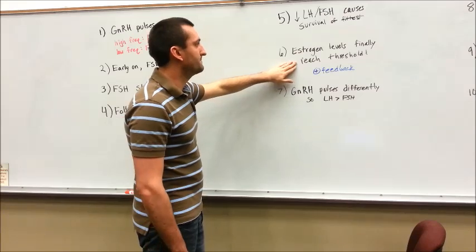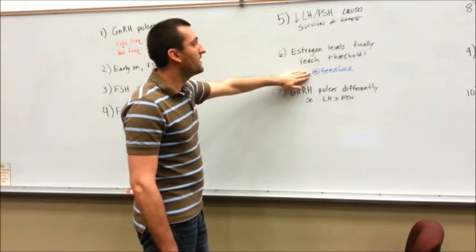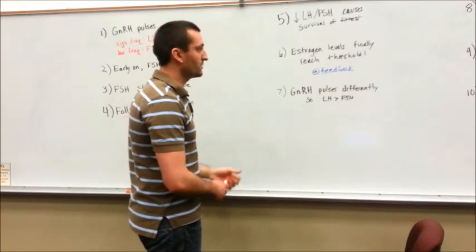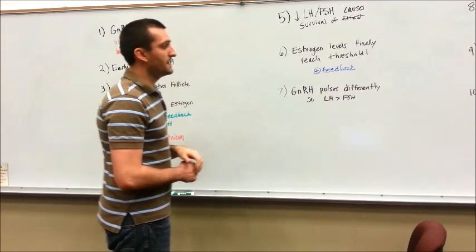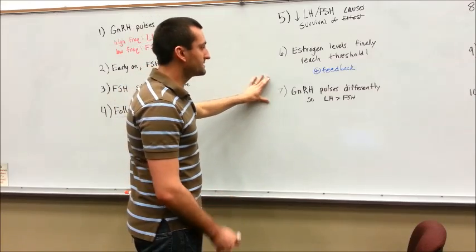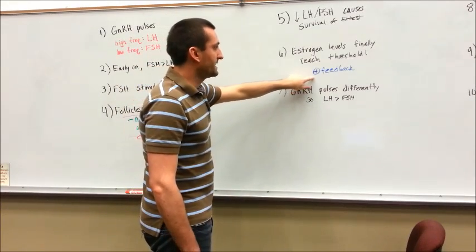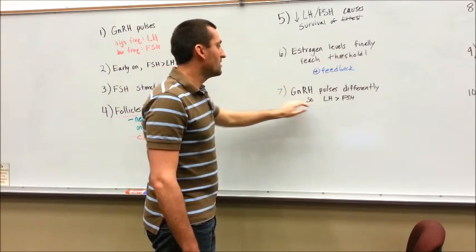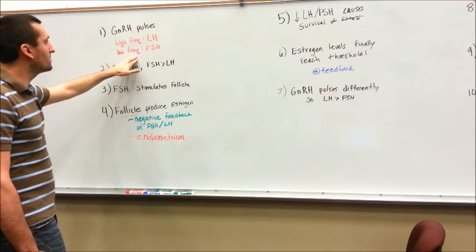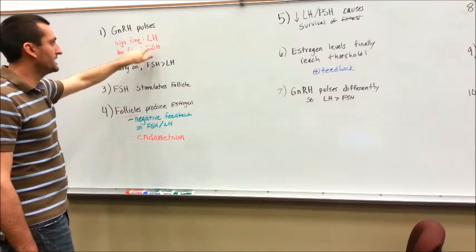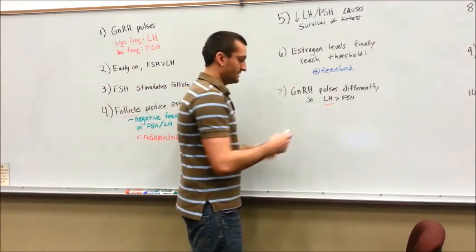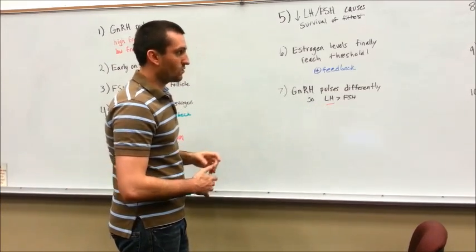So finally, we reach threshold. That's going to cause positive feedback. We've already gone over positive feedback. So we have increasing LH and FSH levels. Next, remember I said in step 1 that our gonadotropin-releasing hormone can switch between LH and FSH predominance. Now we have LH predominance, so we have an increase in luteinizing hormone.